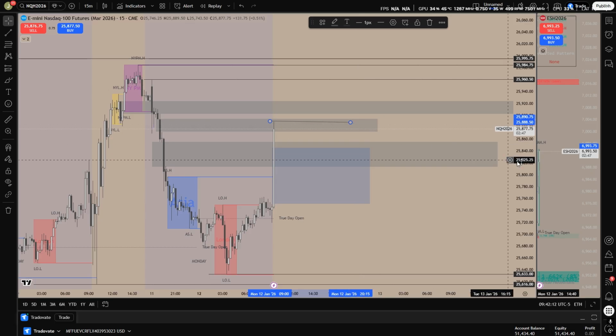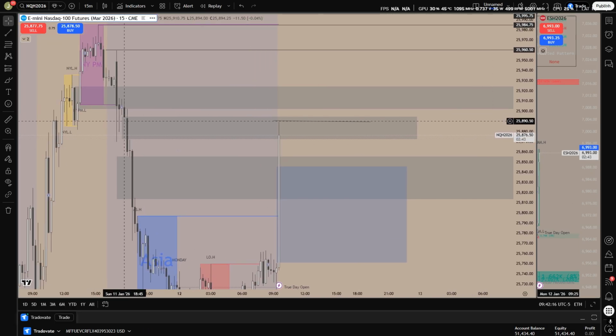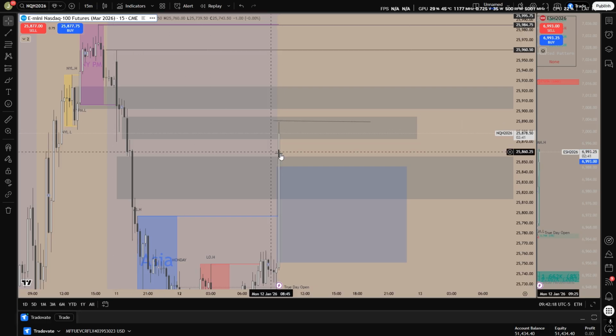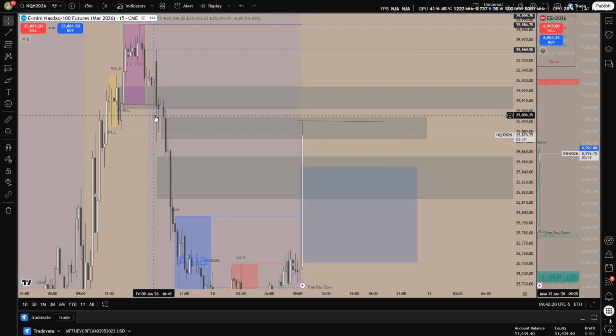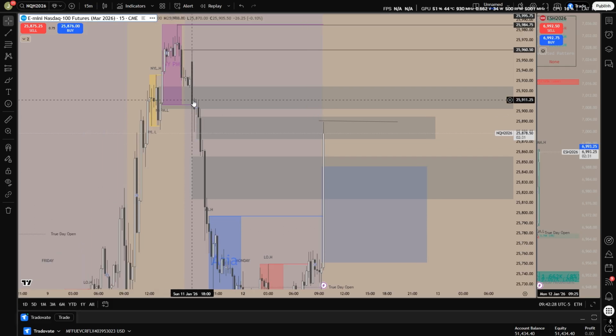And why is it rejected? Because it's respected this zone, this little gap that it left, because we had such a big dump. This was on Friday and this was Sunday night. This was actually last night. All this big dump we had, this was last night.